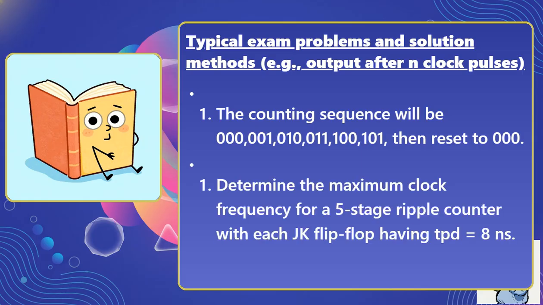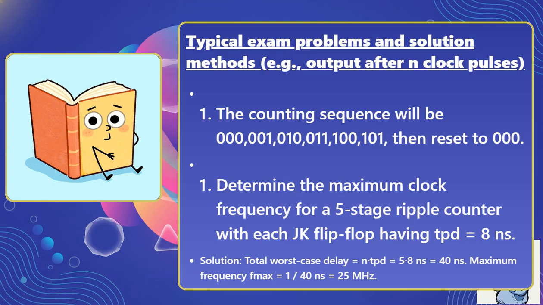3 points. Determine the maximum clock frequency for a 5-stage ripple counter, with each JK flip-flop having TPD equals 8 nanoseconds. Solution. Total worst-case delay equals n times TPD equals 5 times 8 nanoseconds equals 40 nanoseconds. Maximum frequency, Fmax, equals 1 divided by 40 nanoseconds equals 25 MHz.